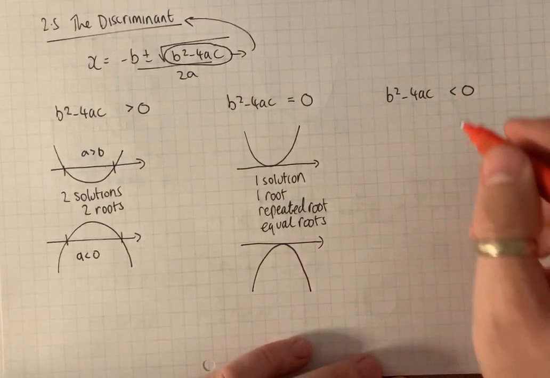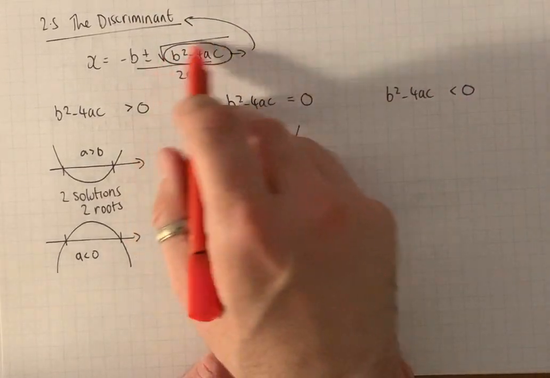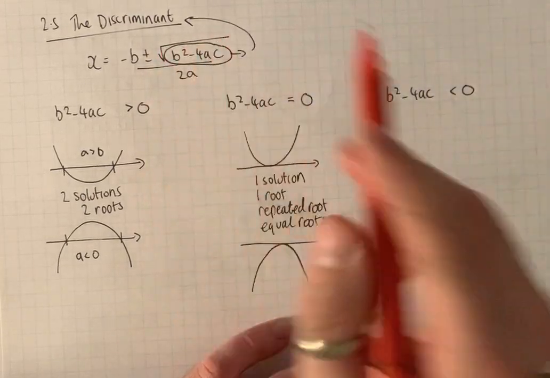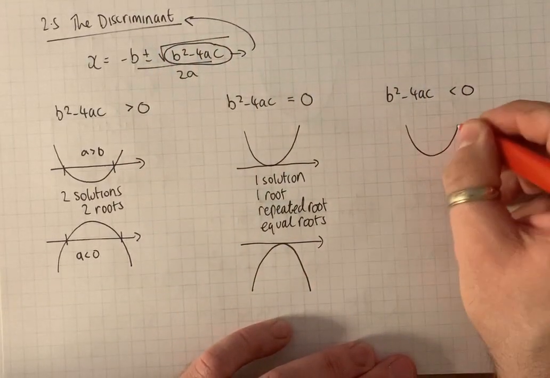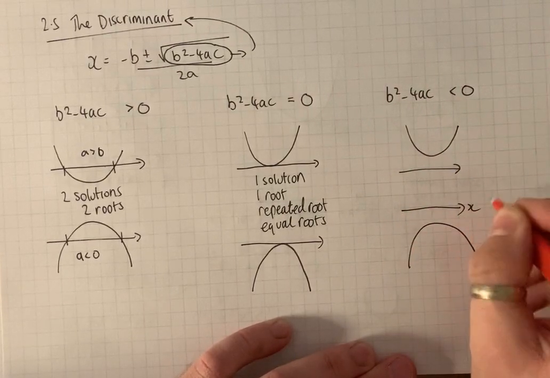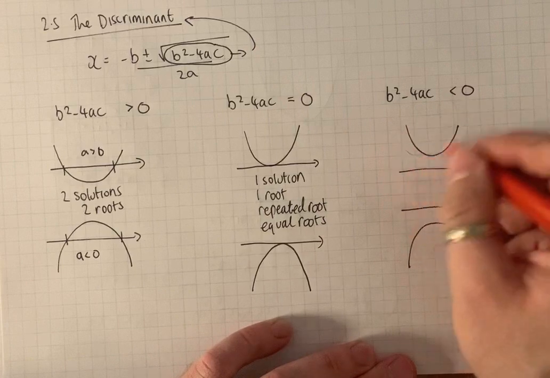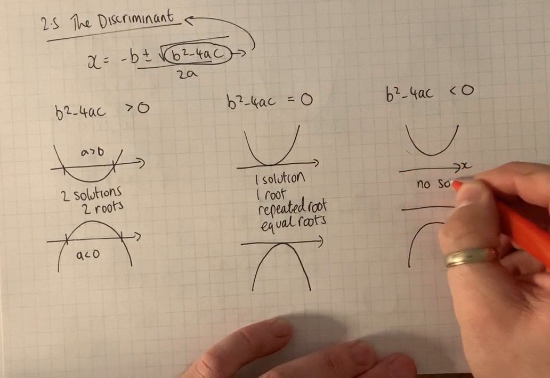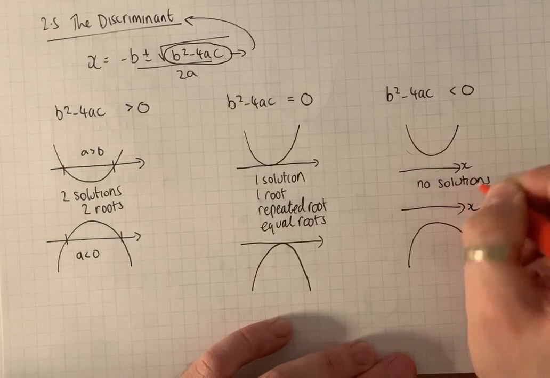If it's less than 0, then this part is negative, and you're not going to have any solutions, because you can't square root a negative and get a real solution. So it might look like that, or it might look like that, but that's the x-axis. So it won't cross, it won't touch the x-axis. So no solutions, no roots.